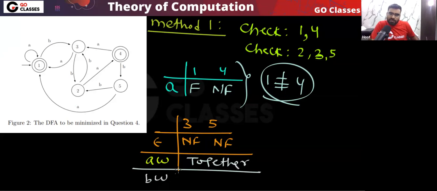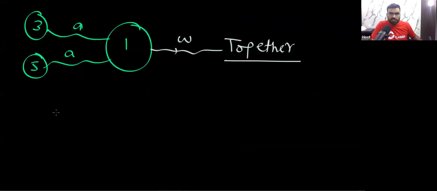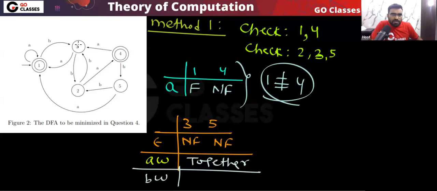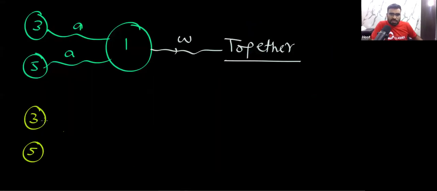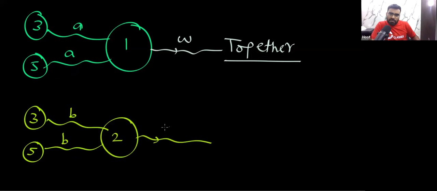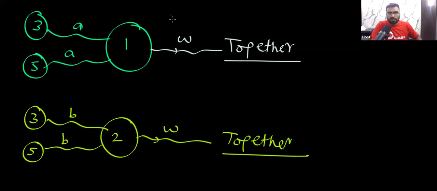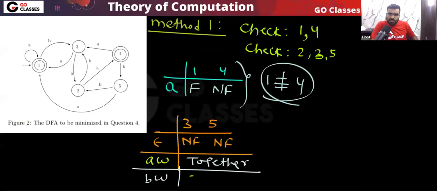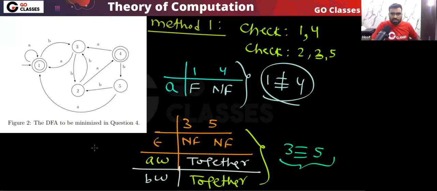And if the string starts with B, what about then? 3 and 5 on B both go to state 2, and now whatever comes, they will remain together. That is the reason I can say that if the string starts with B, then also they are together. Can you notice they are equivalent? 3 is equivalent to 5.